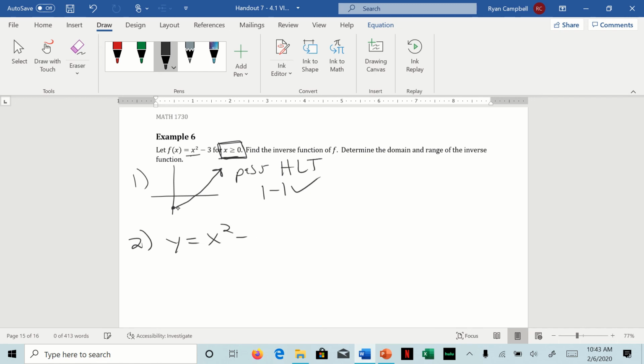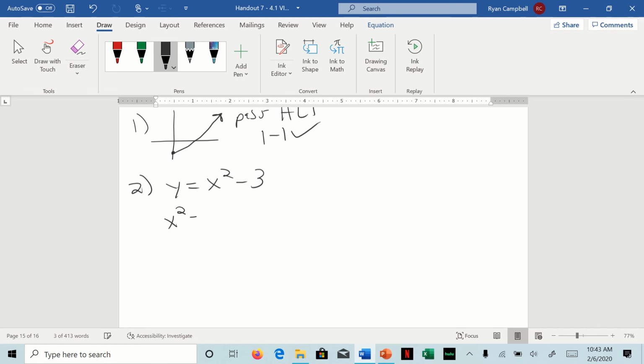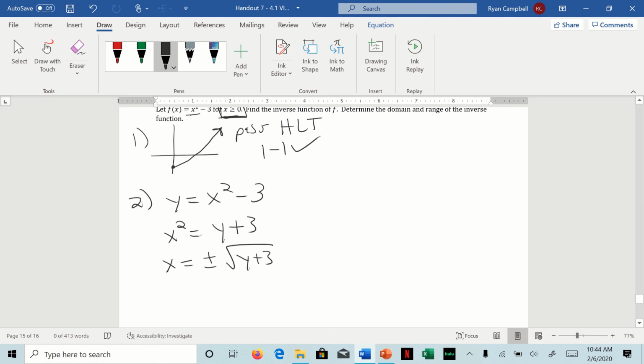To actually find the function, we solve for x. So we see that x squared is y plus 3. So x is plus or minus the square root of y plus 3. Never forget your plus or minus, that's super important. However, what do we know about x? We know that x is greater than or equal to 0. So since x is greater than or equal to 0, we're going to use the positive version.